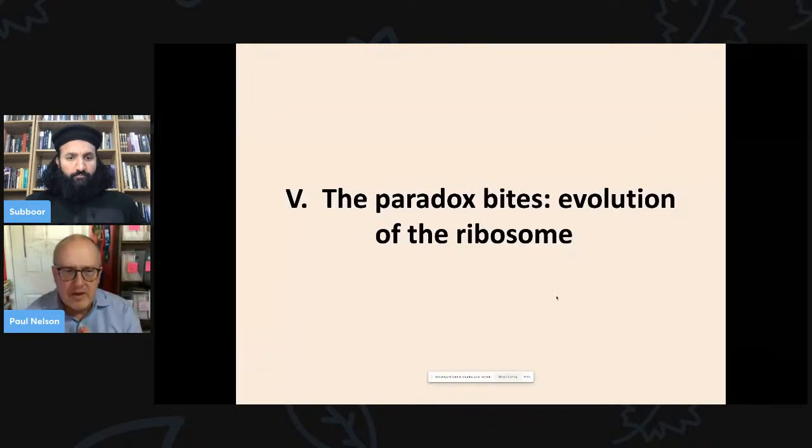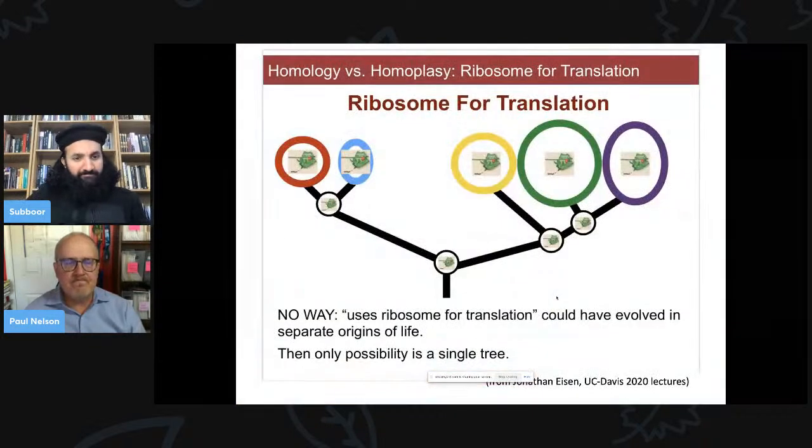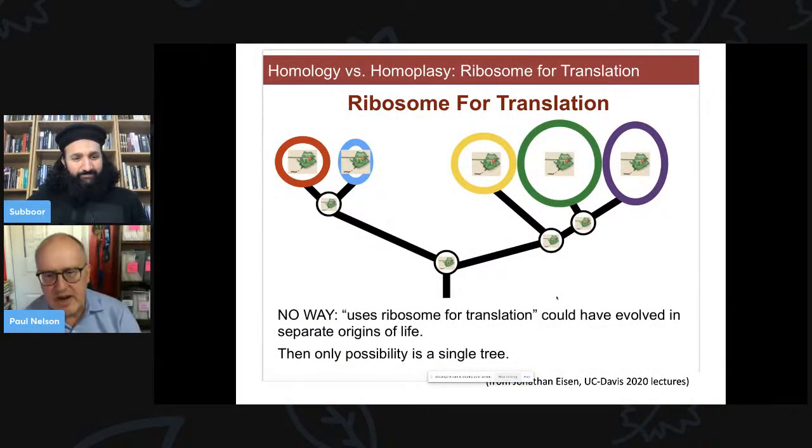So here we are, part 5, the evolution of the ribosome. Now, where the paradox comes home to live and actually bites you in the backside. Here's a slide from Professor Jonathan Eisen, who is a professor at University of California, Davis. He does work actually on the tree of life. He does microbial genomics, has published a number of influential papers on the topic. This is from one of his lectures to undergraduates. All right, this is the actual slide.